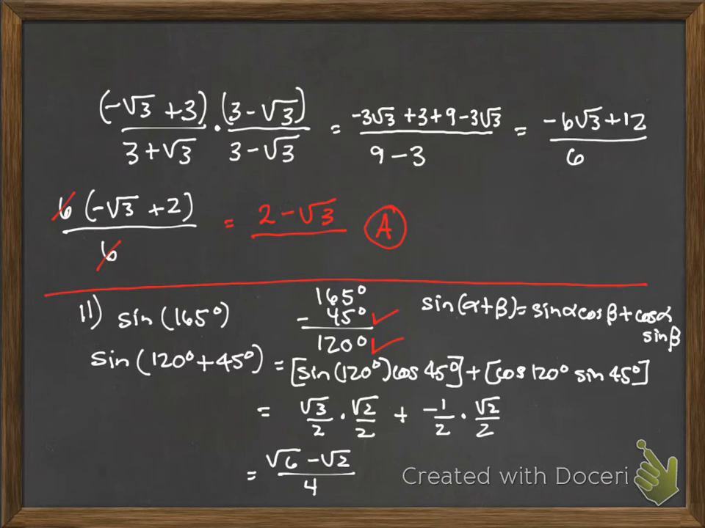Now, if I look on the answer key, that is not available. So what do I have to do? Well, if you notice, I had a radical 2 here, and a common denominator of 4. So if I factor out a radical 2, I'm left with radical 3 minus 1 all over 4. And that answer corresponds with letter D. And that is the correct answer. The answer key is wrong. So number 11 should be answer D.